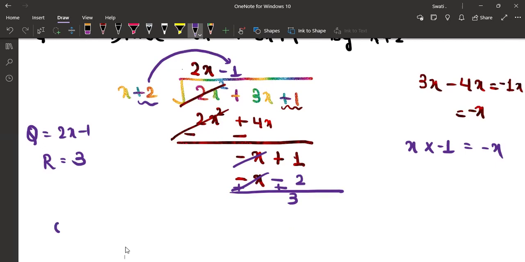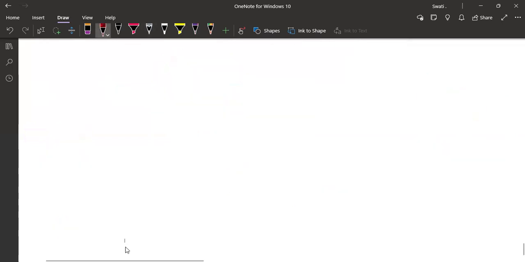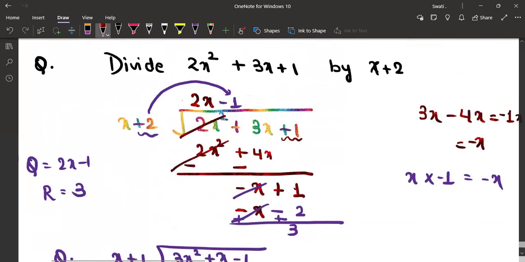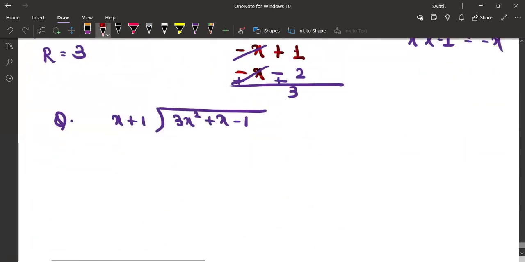Let's do another question, which I'm writing directly. So you have x plus 1 here, and you have to divide this polynomial 3x square plus x minus 1. Start, Manya. How will you solve this? x will get... x. Okay, 1 second. Yes, x you will. x will get multiplied with 3x, so it will be 3x.